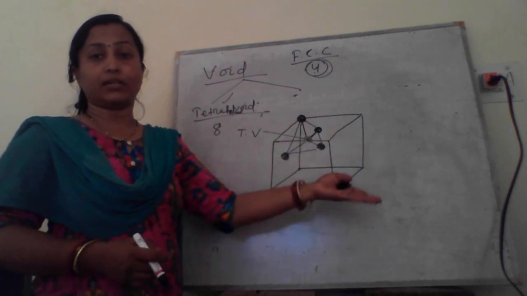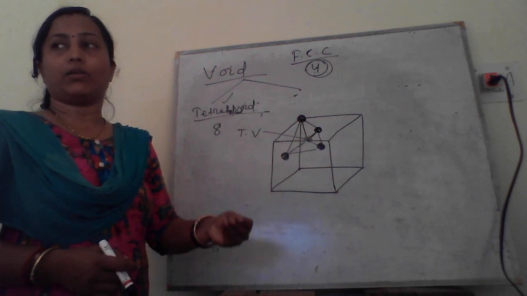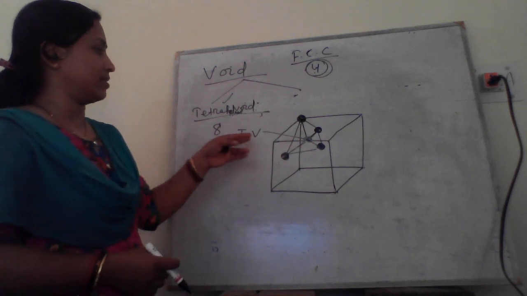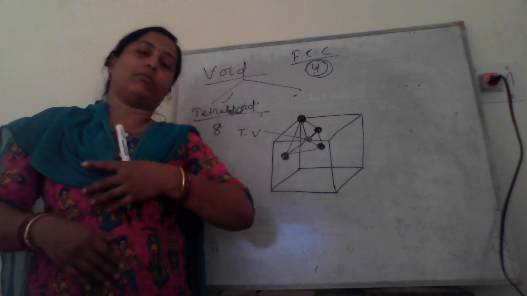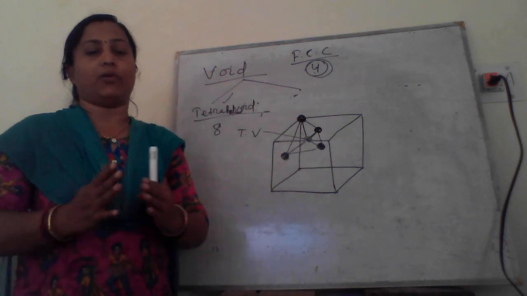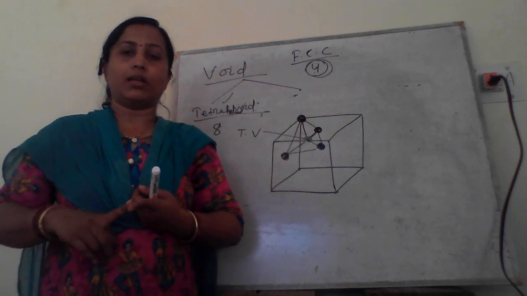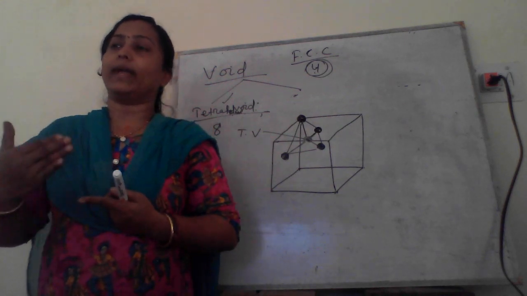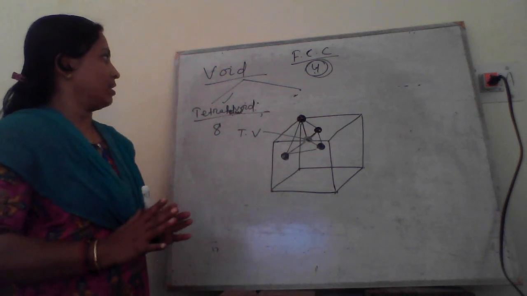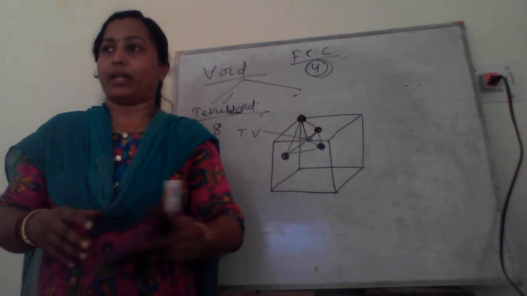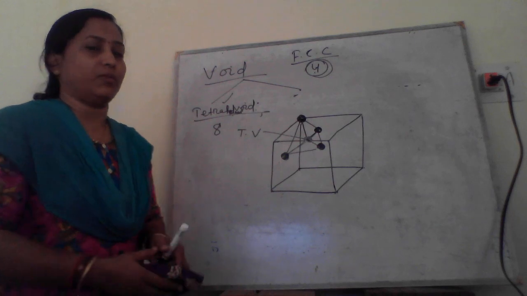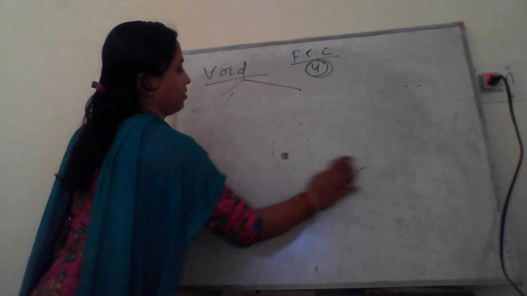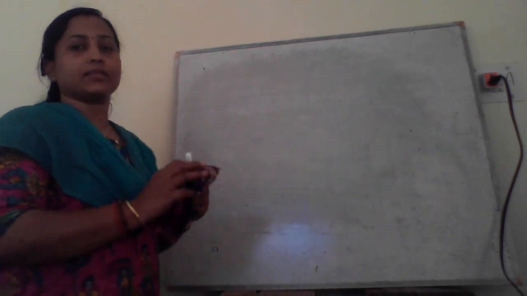So there are 8 corners. So we have 8 tetrahedral voids. So 8 tetrahedral voids are formed at 8 corners, and 4 octahedral voids are formed, 1 at the body center and 3 at the edge centers. So this is about voids. So from today, in the next class, we have to cover the coordination number and radius ratio.